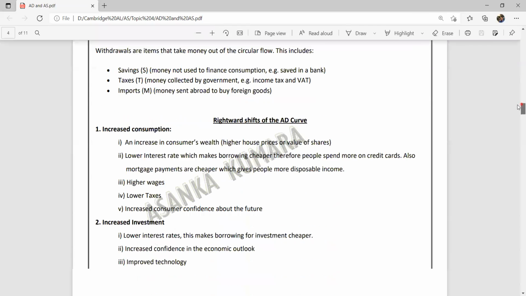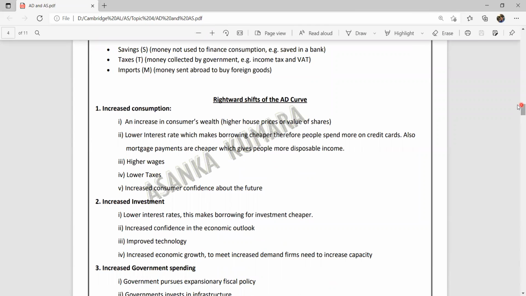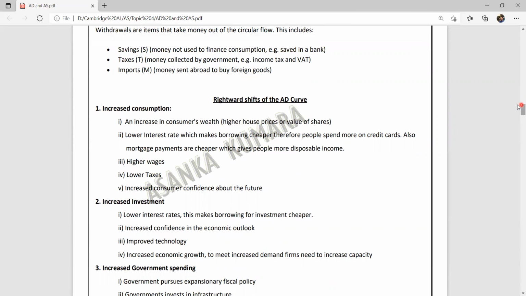After that, we will learn the rightward shift of the AD curve. At the very beginning, we understood movements along the aggregate demand curve. Right now, we concentrate on the rightward shift. Not only the rightward shift, we have to know the leftward shift as well. Rightward shift means an increase in aggregate demand.